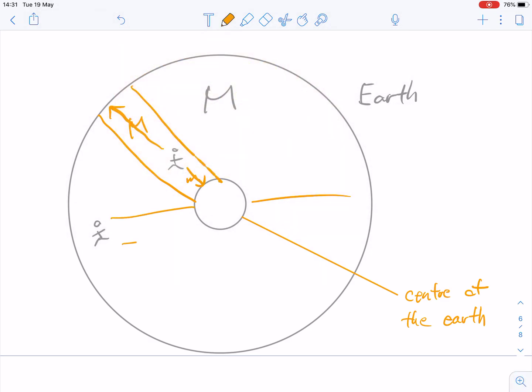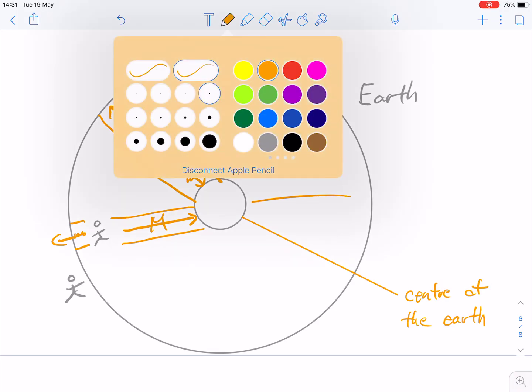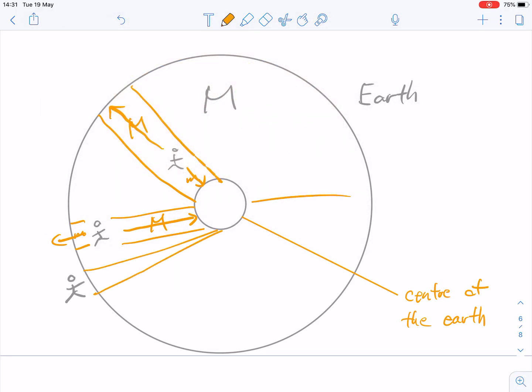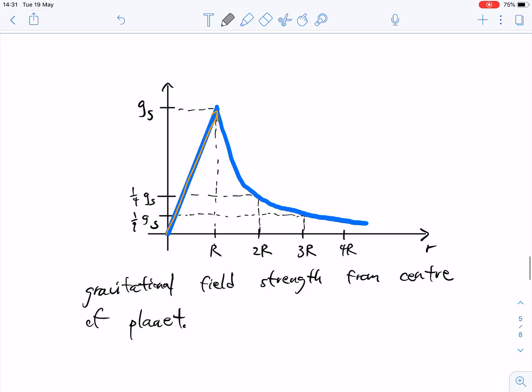As you get further and further away, so let's say you're here now, all of a sudden there is more mass below you, but there's still a little bit of mass above you. So you do experience a fairly strong gravitational force, but there's still a little bit pulling you this way. And then on the surface of the Earth, this is when you experience the most gravitational field because all of that Earth is directly below you. So that's the reasoning for our gravitational graph here.